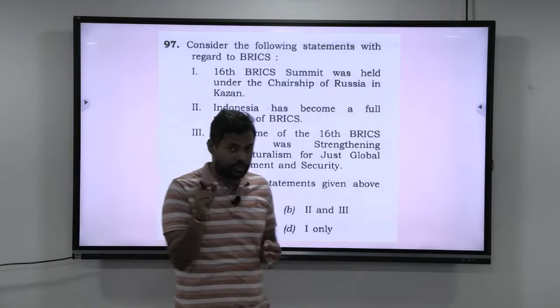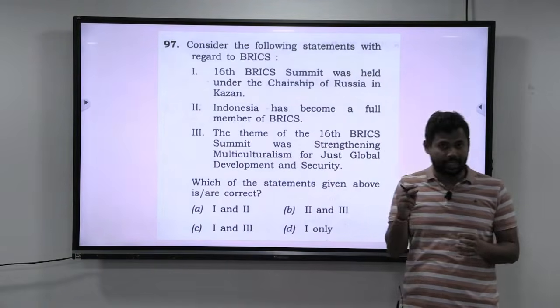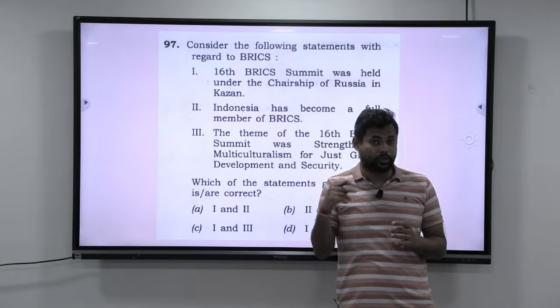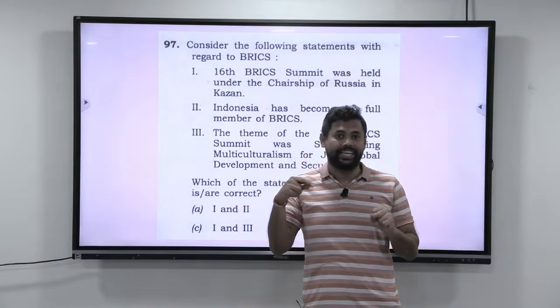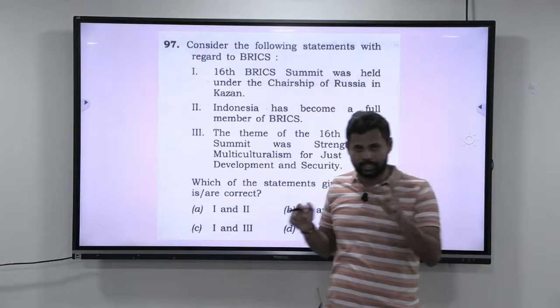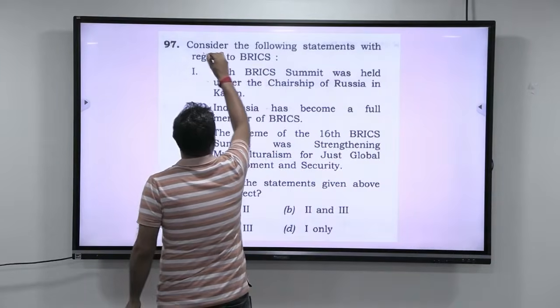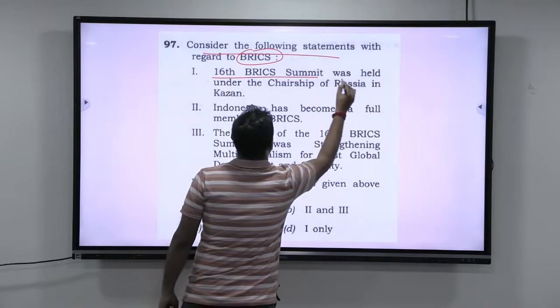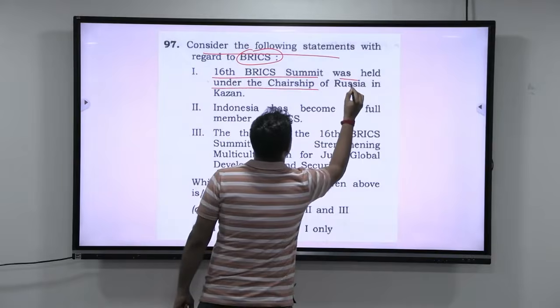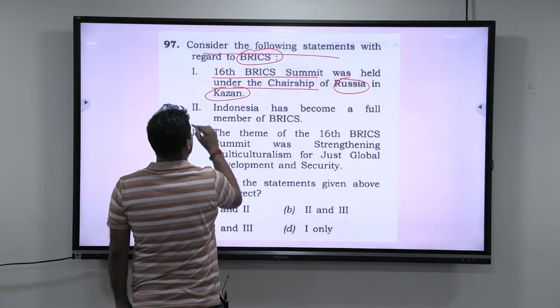Okay, another question from international relations, another question that demands your knowledge in current affairs, another question that acts as a very good reference point of what to take in any issues in international relations. Let us read out the question first. Consider the following statements with regards to BRICS. 16th BRICS summit was held under the chairmanship of Russia in Kazan.